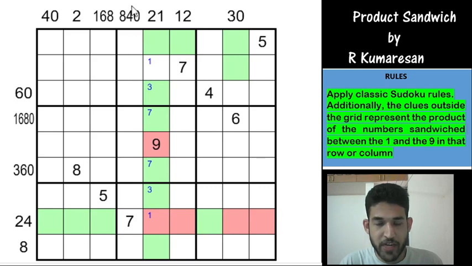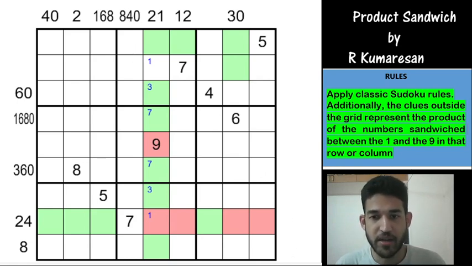So if you look at the 840 clue, always when you solve a product sandwich Sudoku, remember to split the outside clue into multiples, into prime multiples preferably. So you know that a prime multiple cannot be factorized further. So if you reduce the outside clue into prime multiples, that really helps. So for example, if you look at 840, we know that 7 is a multiple of 840 and 7 is prime. So we know for sure that 7 must be inside the product sandwich.